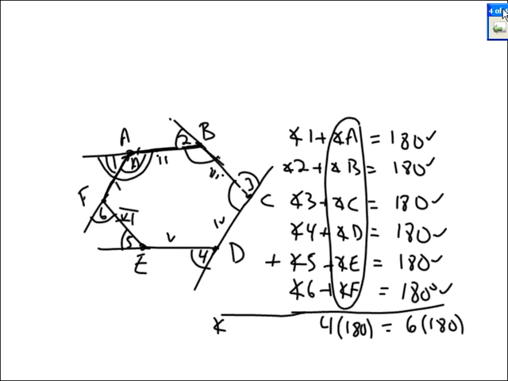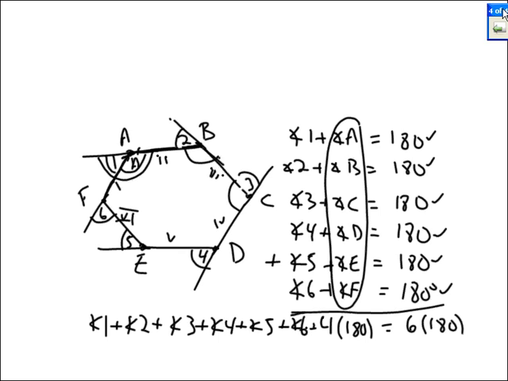So let's not forget to add on angle 1 plus angle 2 plus angle 3. Ran out of room, but all the way up to angle 6. Knew I should have gone from right to left. Angle 6, angle 5, angle 4, angle 3, angle 2, plus angle 1.